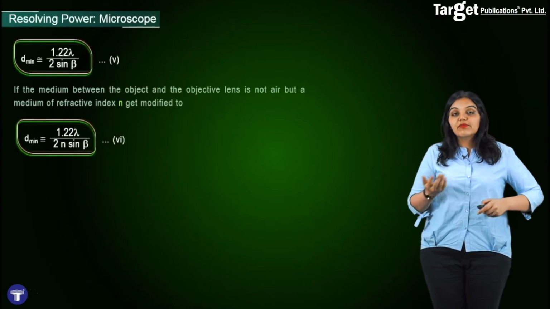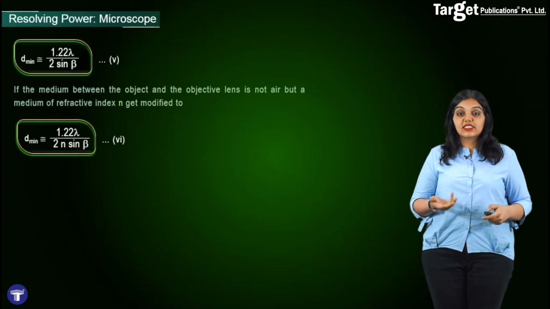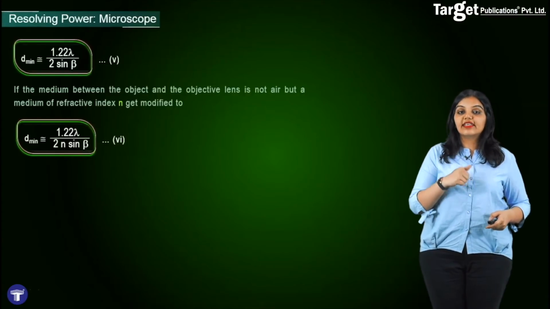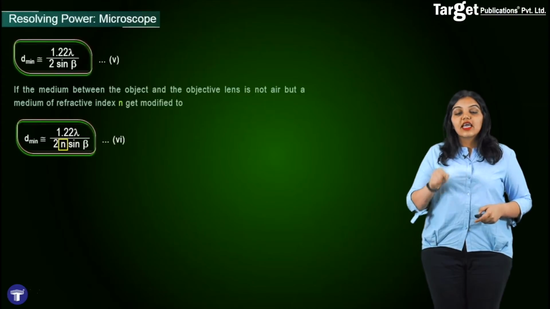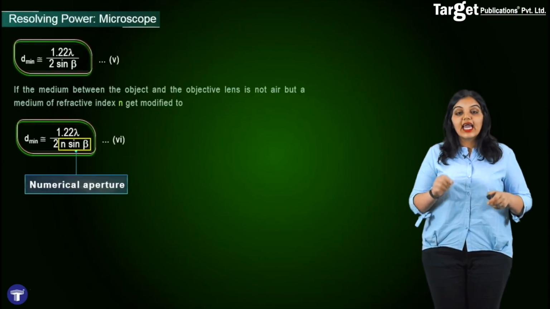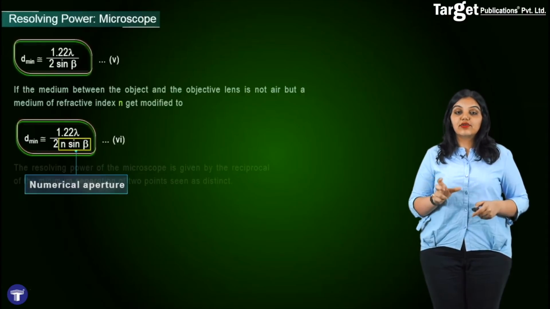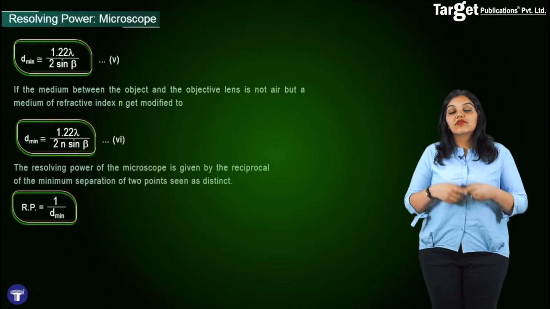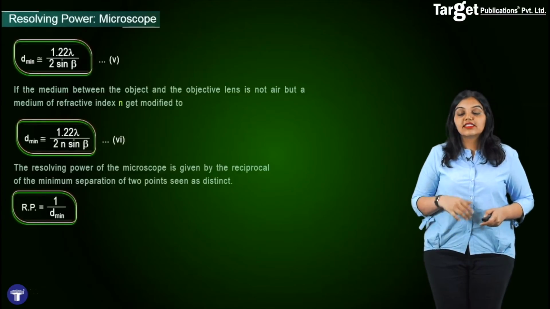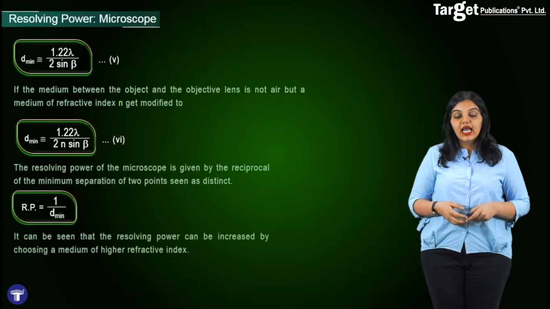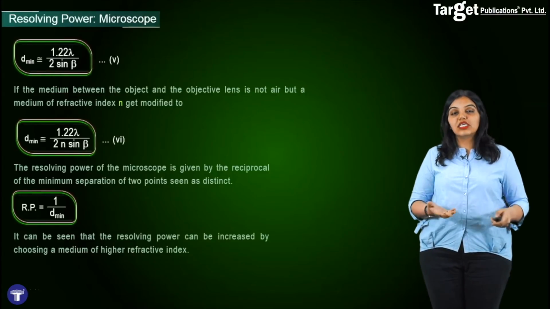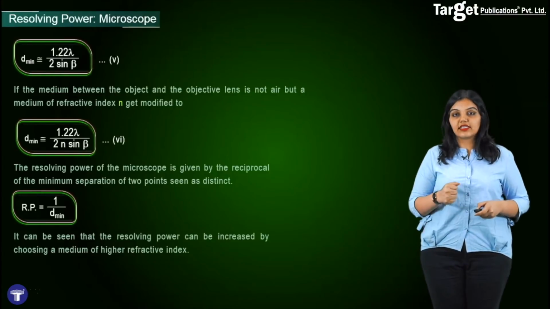Now obviously if the medium between the object and the objective lens is not air, then we'll have to account for the medium in between, and therefore you add an n in the formula, and this n is nothing but the refractive index of the medium which you have placed in between. n sin beta together is known as the numerical aperture, and then resolving power is simply obtained by taking the reciprocal of d min, that is RP is equal to 1 upon d min, and now it's very clear that resolving power can be increased by choosing a medium of higher refractive index.